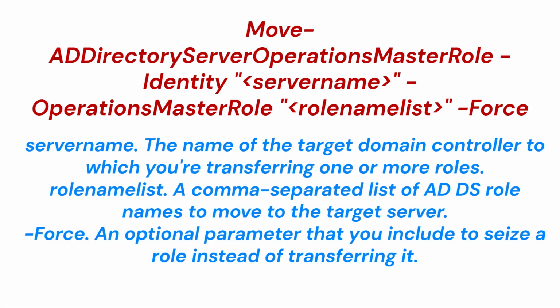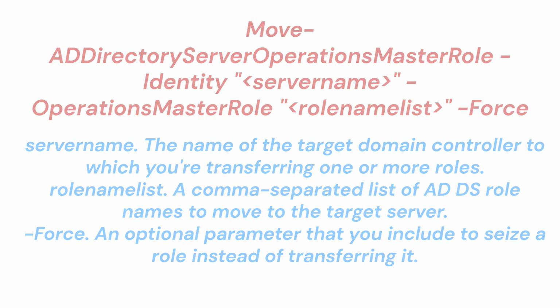The syntax for transferring a role and seizing a role is similar within Windows PowerShell, as the following syntax line demonstrates. For the preceding syntax, the noteworthy definitions are as follows: server name, the name of the target domain controller to which you're transferring one or more roles. Role name list, a comma-separated list of ADDS role names to move to the target server. Force, an optional parameter that you include to seize a role instead of transferring it.